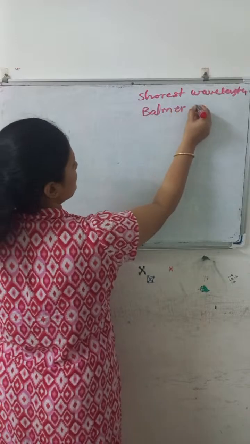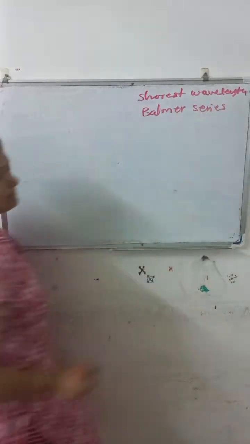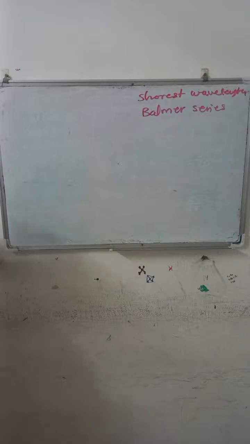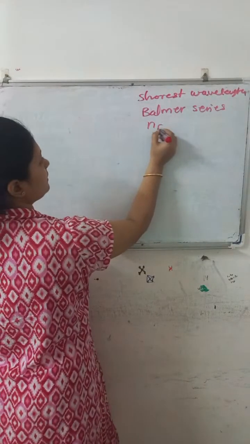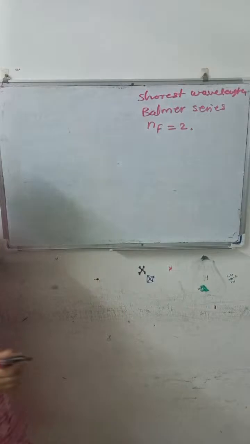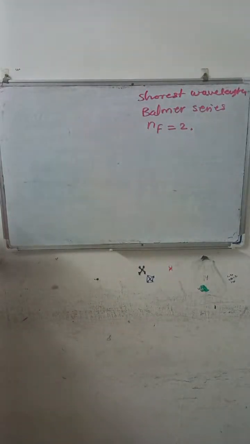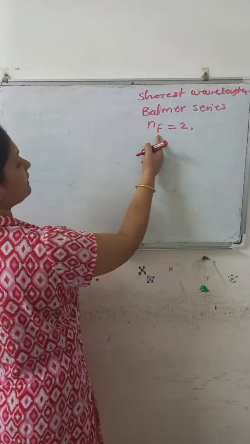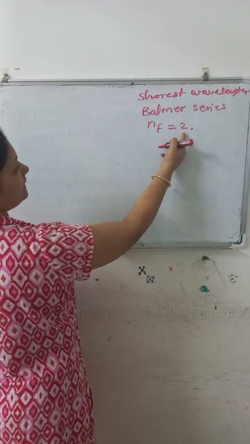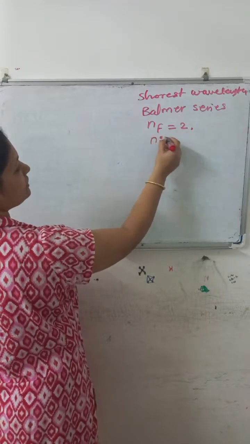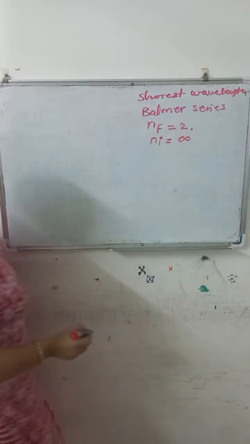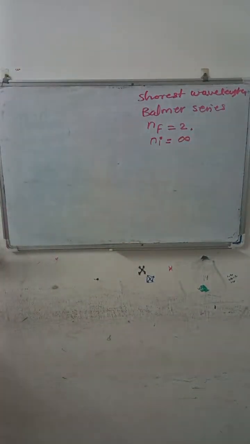This is a Balmer series, and in the Balmer series n final is always 2, and n initial is from infinity. This is a hydrogen atom. They are saying Balmer series of a hydrogen atom. So in this case n final is nothing but 2, and n initial is nothing but infinity. Here they are asking the shortest wavelength.